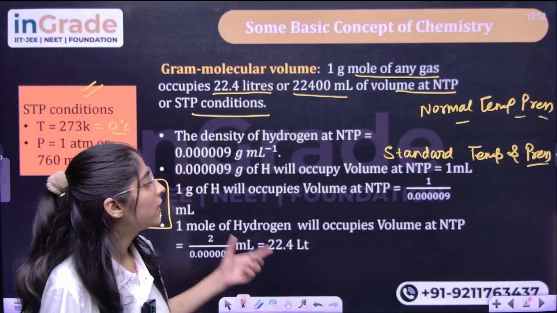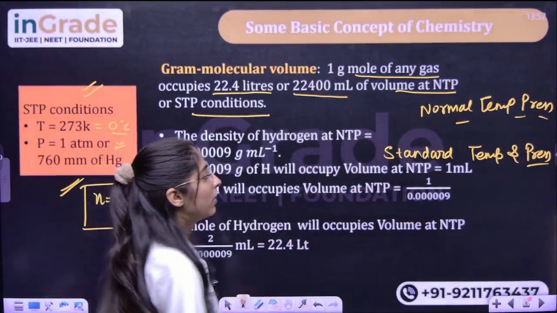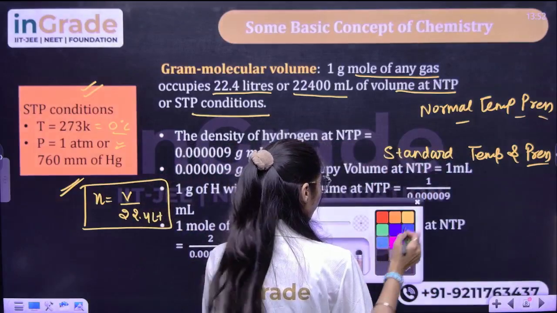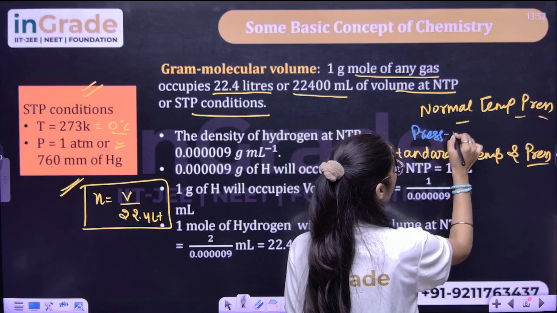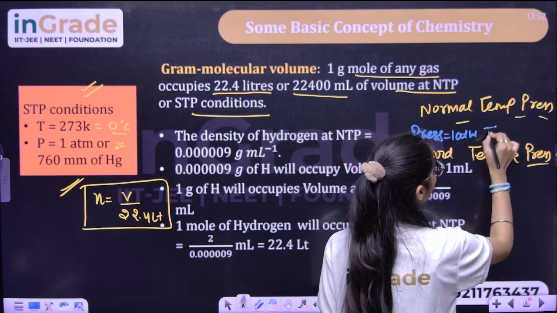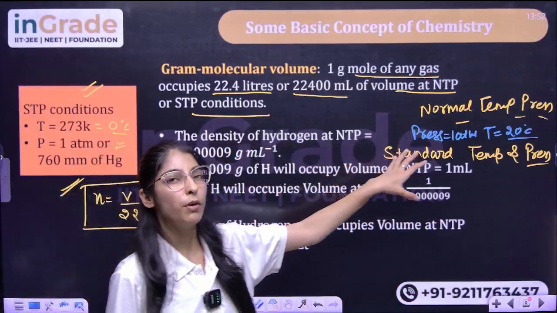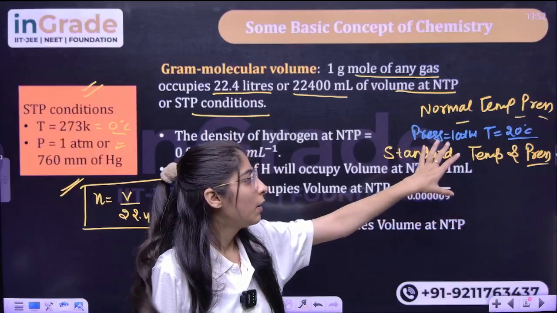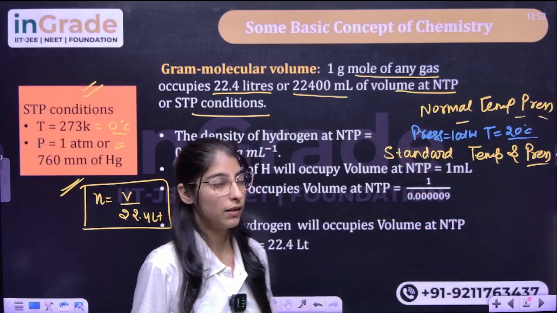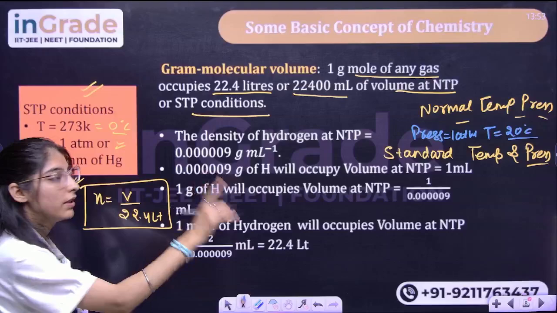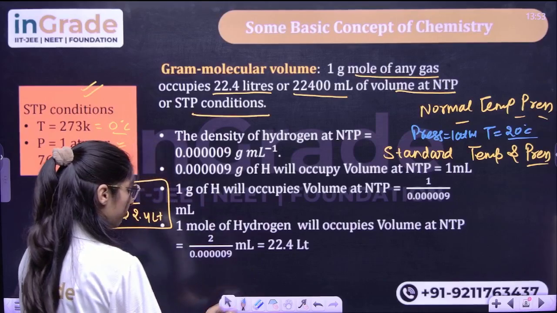Now, in some books it is written for NTP conditions that the pressure remains the same, equal to 1 atm, but the temperature is equal to 20 degrees Celsius. Some teachers say it lies between 20 to 25 degrees Celsius, but in the standard book it is written that the temperature is 20 degrees Celsius. Basically you have to remember this condition. Now see how we are going to calculate it.